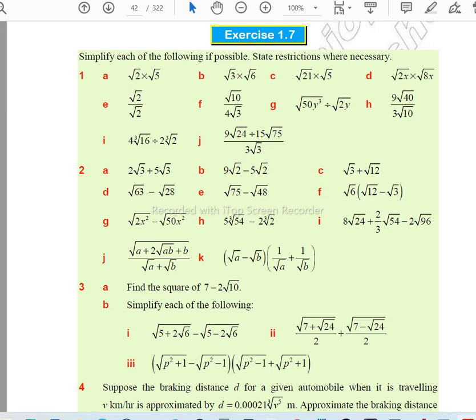Let us move to the second question. We will not do all of this question, we will only do selected equations. We will do it by jumping one, only the odd letters: A, C, E, G, I. So we start from question number 2, letter A, which says 2 square root of 3 plus 5 square root of 3.